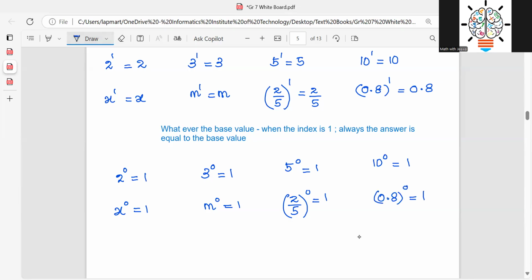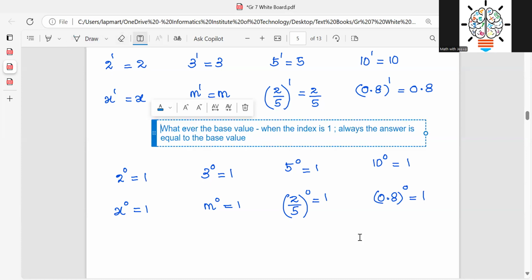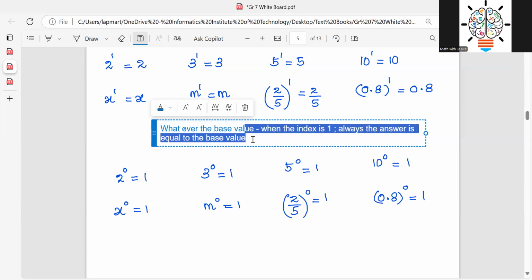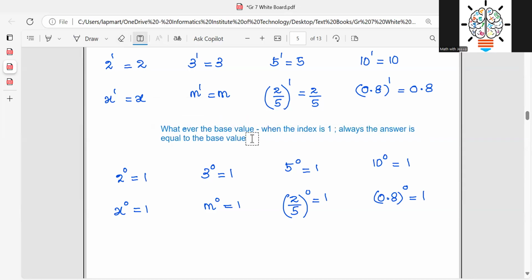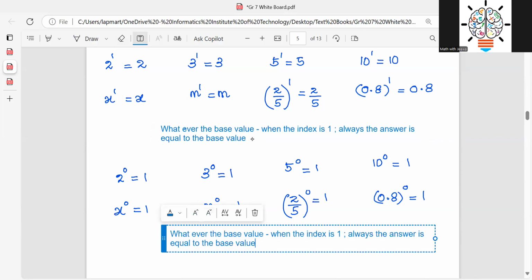Now here, what you should understand, children, is that when you have 0 as the index, then we write whatever the base value, when the index is 0, always the answer is equal to 1. Answer is equal to 1.